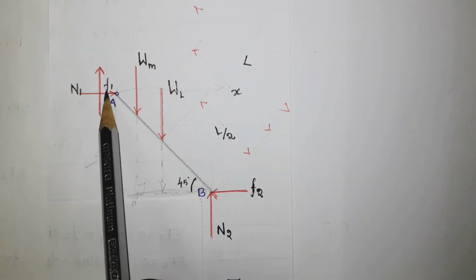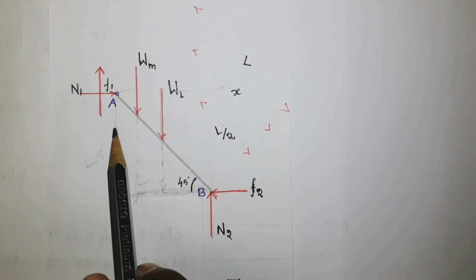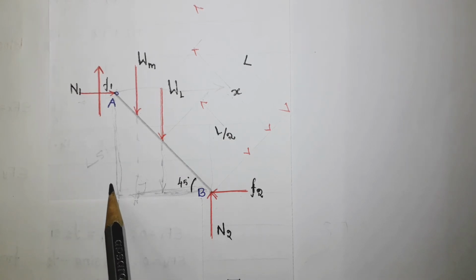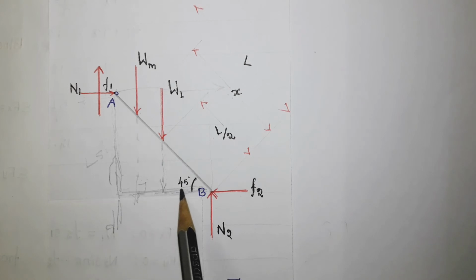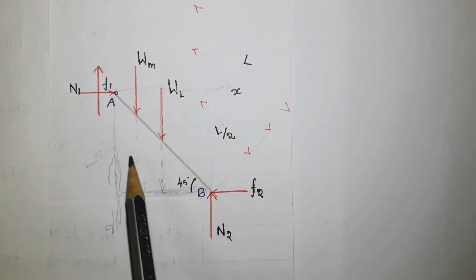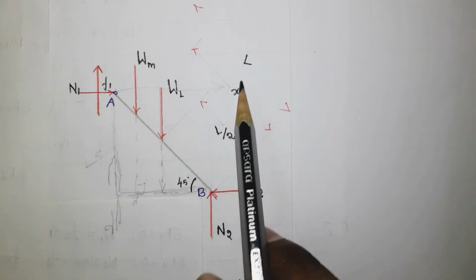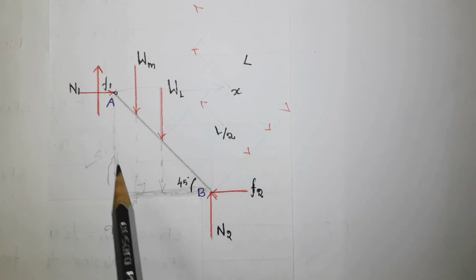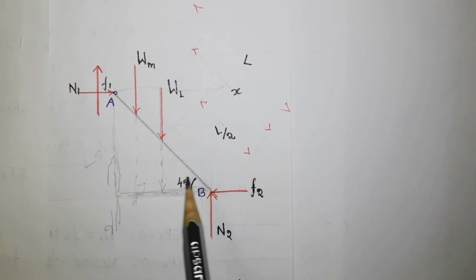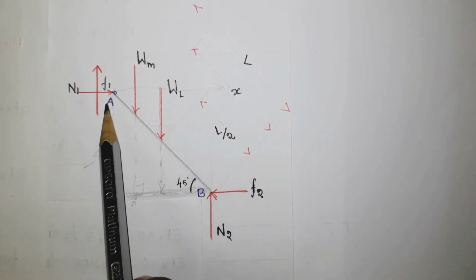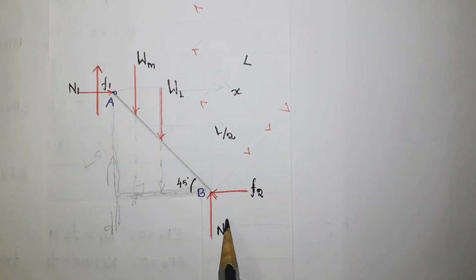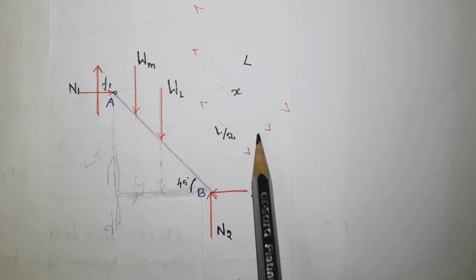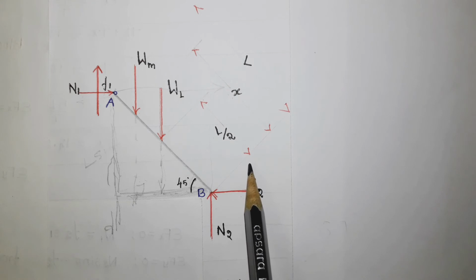Then the last force is F1. F1 can be transferred along its line of action. So this is the force F1, and now this is going to be the perpendicular distance. For F1 the perpendicular distance is L cos 45 degree. But it is minus since it is a clockwise moment. Similarly, N1 is also a clockwise moment. I already discussed these things in my previous video. Kindly look into that.